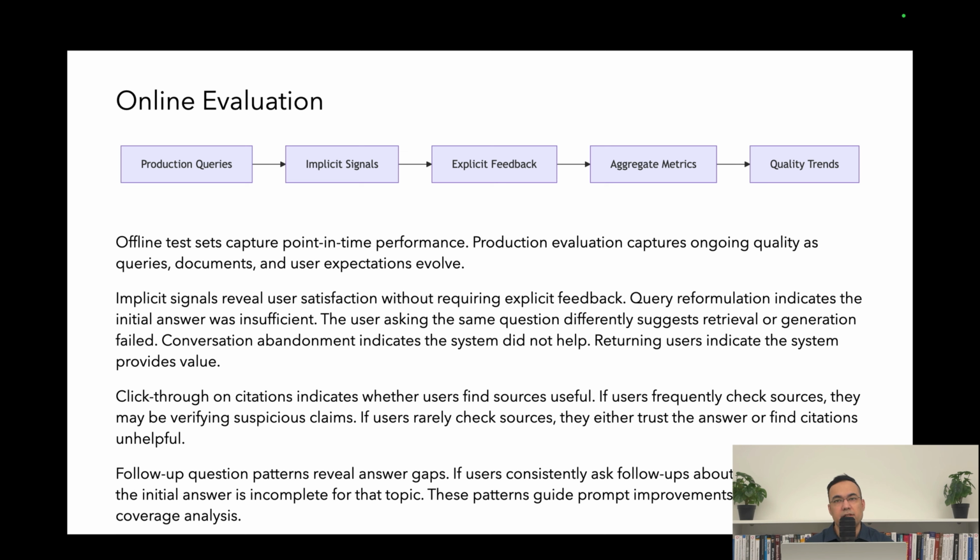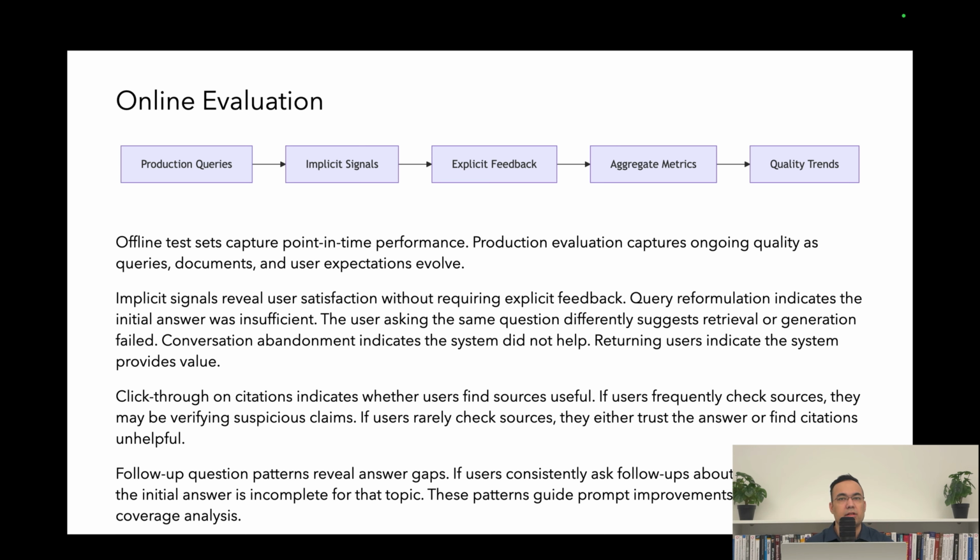Click-through on citations indicates whether users find a source useful. If users frequently check sources, they may be verifying suspicious claims. Follow-up question patterns reveal answer gaps. If users consistently ask follow-ups about the same topic, the initial answer is incomplete for that topic. Explicit feedback provides a direct signal. Thumbs up or thumbs down ratings require minimal user effort. Optional text feedback provides richer detail.